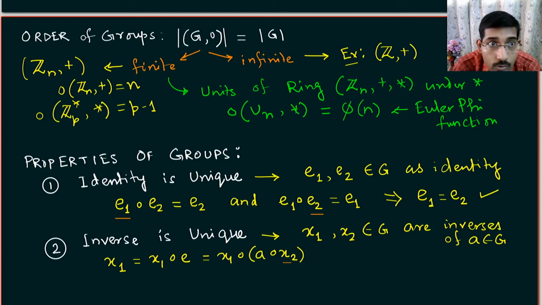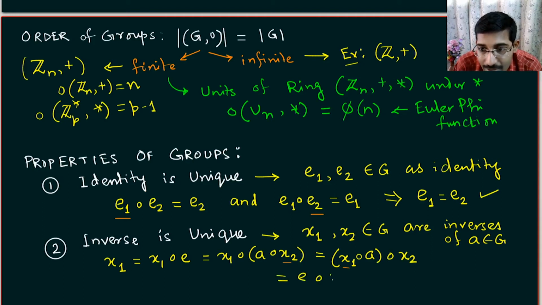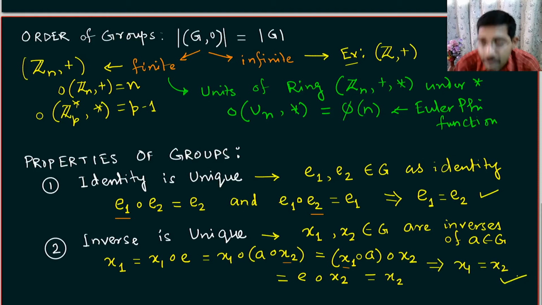Now I go with the associativity principle and do it this way. Associativity will give me (x1 O A) O x2. Since I have assumed x1 as the inverse of A, this will give me E O x2, which is basically the element x2. So I have proven that x1 is equal to x2, so the inverse is unique.